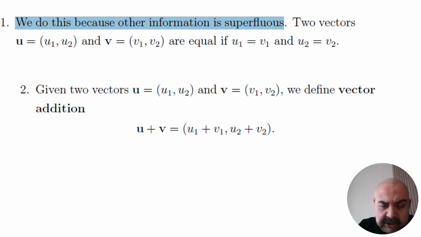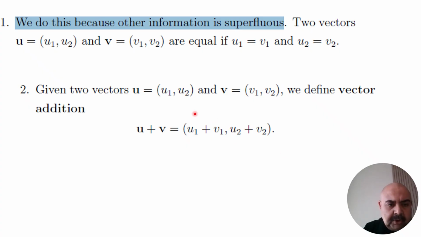If I have just two vectors, u and v, and we would like to add them together, the components of the resultant vector will be the sum of the first components and the sum of the second components.